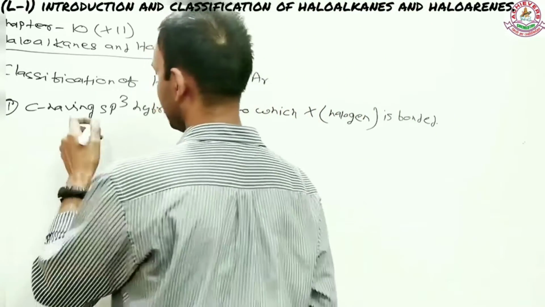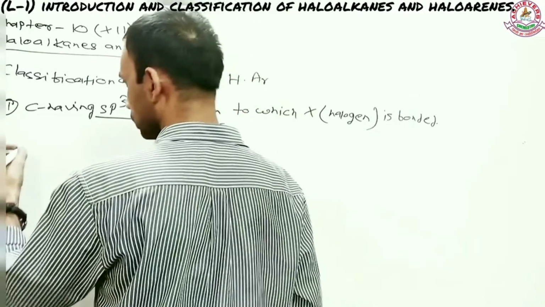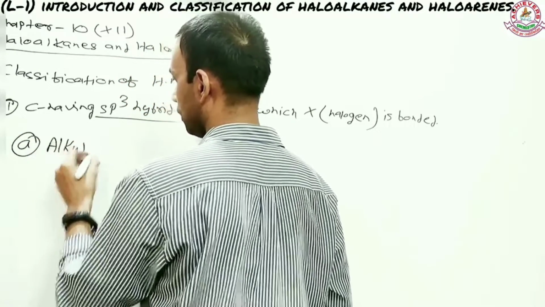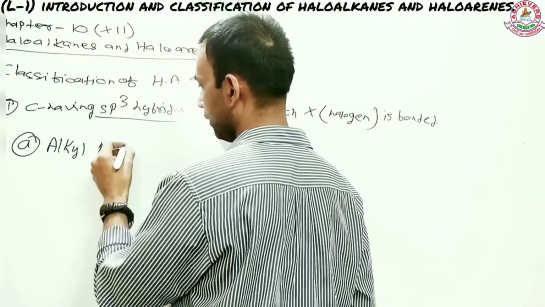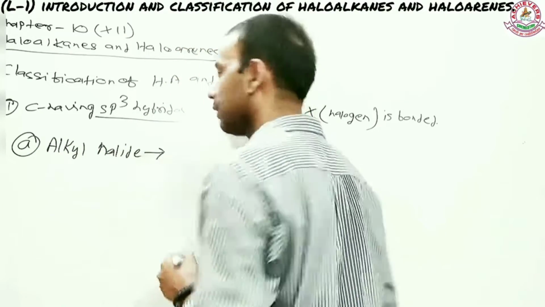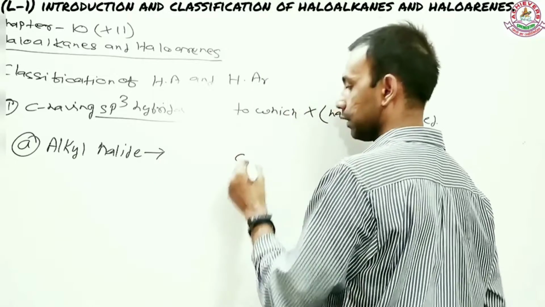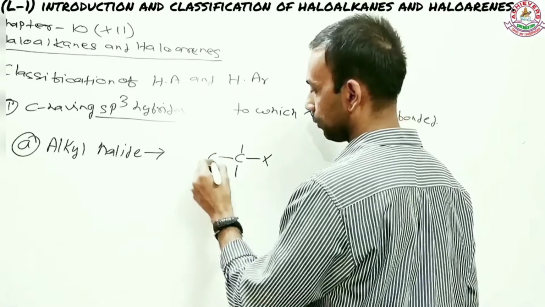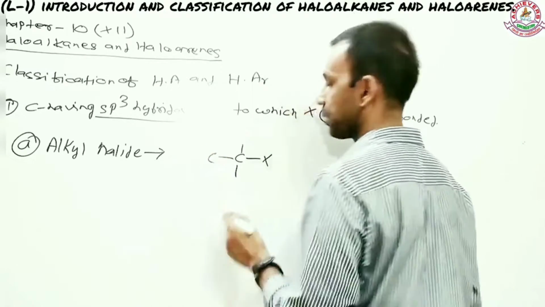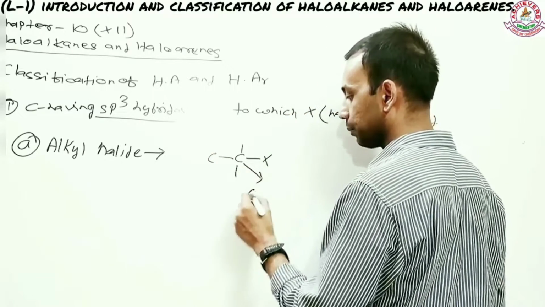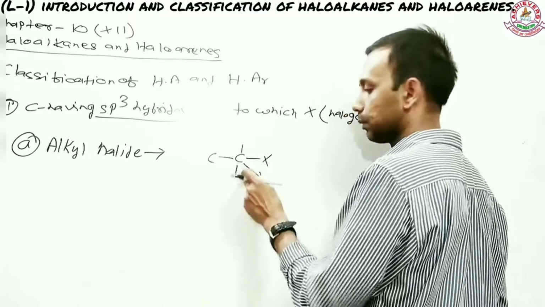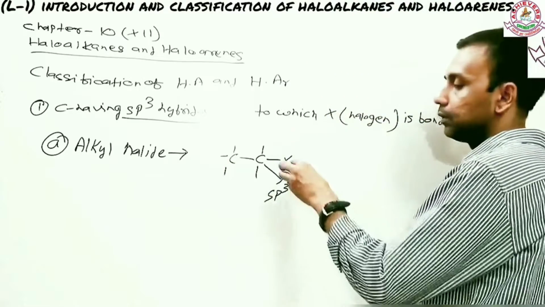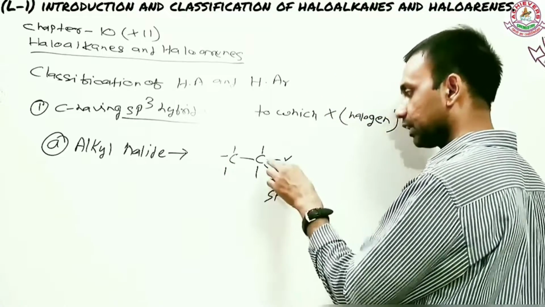So based on sp3 hybridization, the first one is called alkyl halide. What this alkyl halide is: the carbon to which the halogen is bonded must have sp3 hybridization. You need to understand that this one has a hybridization of sp3. As you can see, there are 4 sigma bonds: 1, 2, 3, and 4. So an alkyl halide is the one which has sp3 hybridization, especially at the carbon to which the halogen is bonded.